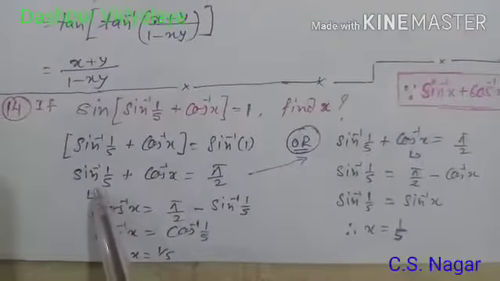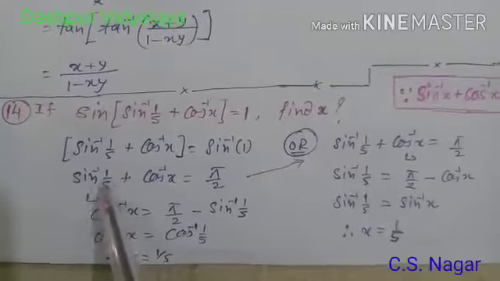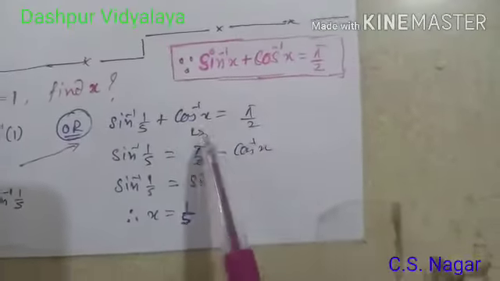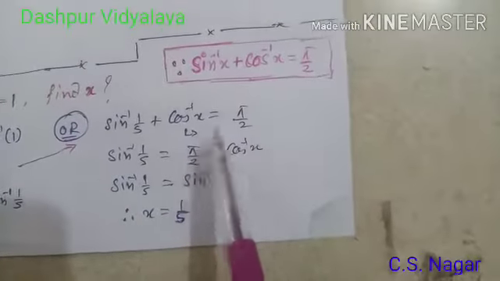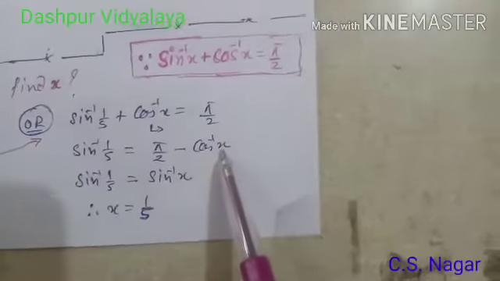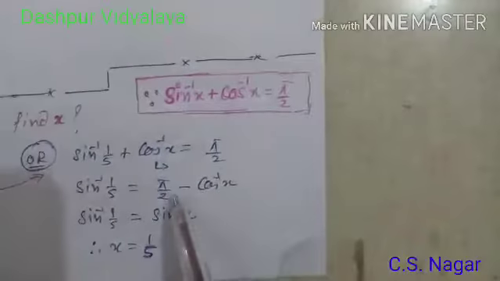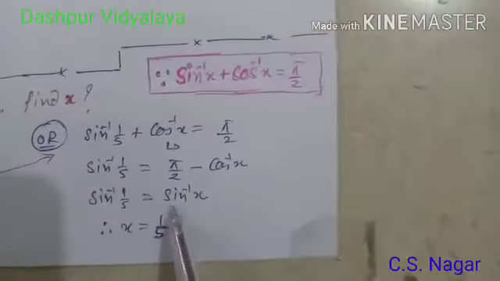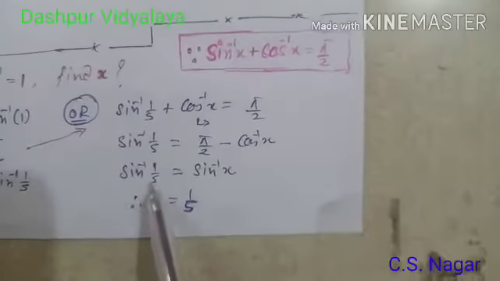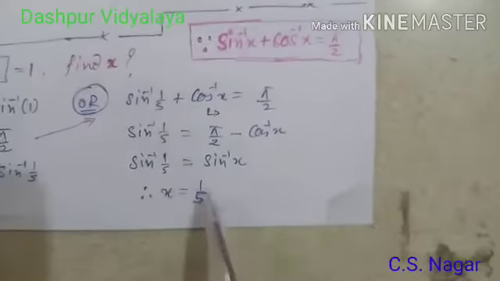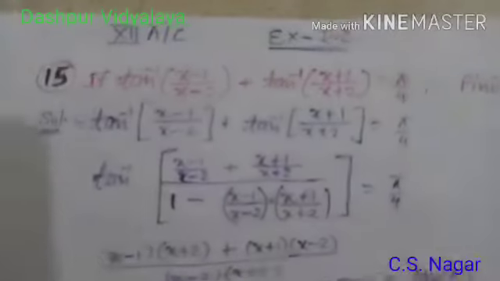Now either you may transfer sin inverse 1 upon 5 to the right side or cos inverse x to the right side. If you transfer cos inverse x to the right side, then this is pi by 2 minus cos inverse x, and since sin inverse x plus cos inverse x is pi by 2, pi by 2 minus cos inverse x is sin inverse x. Sin inverse 1 upon 5 equal to sin inverse x, on comparing x is equal to 1 upon 5.